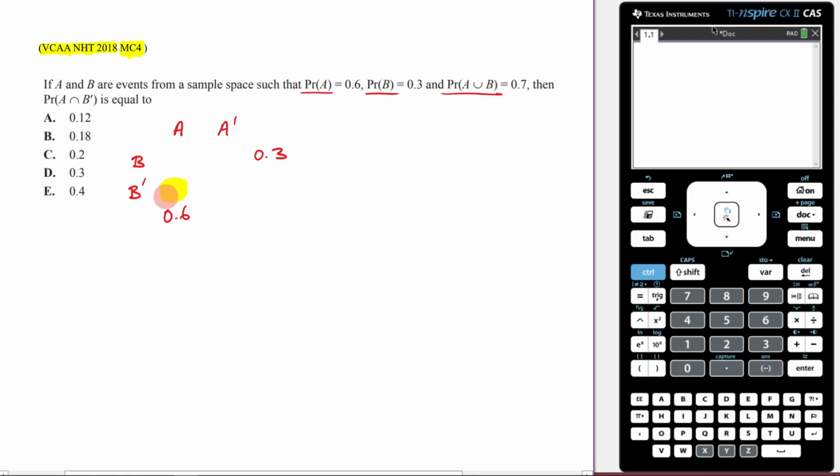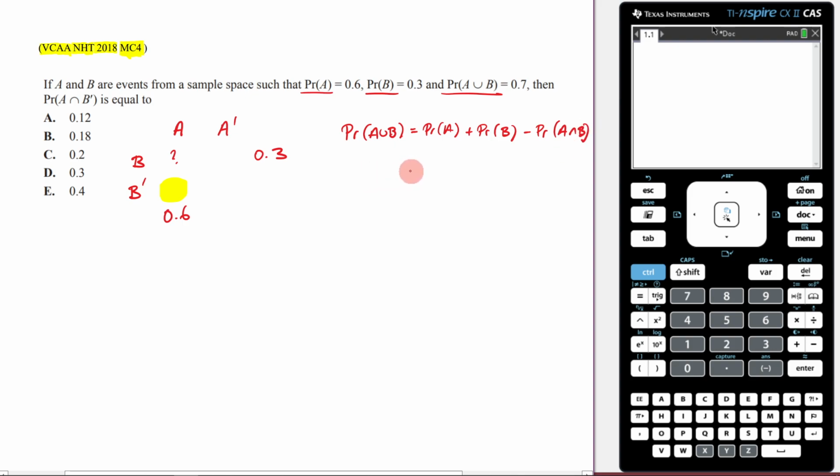So how can I do this? Well, the trick to this question is realizing that what we're going to do to find this is first find the intersection point. So we're going to first find this value here. And to do that, we can just use our addition rule, which tells me that the probability of A union B is going to be the probability of A plus the probability of B minus their intersection.